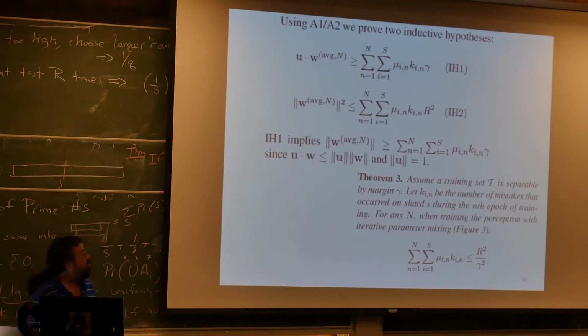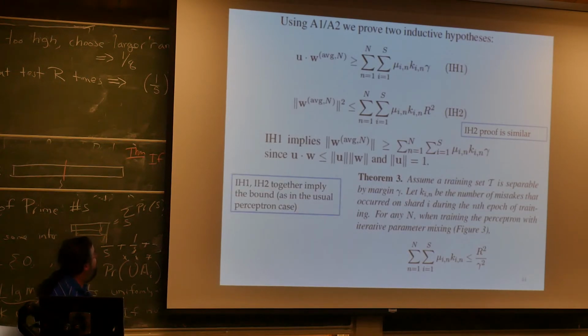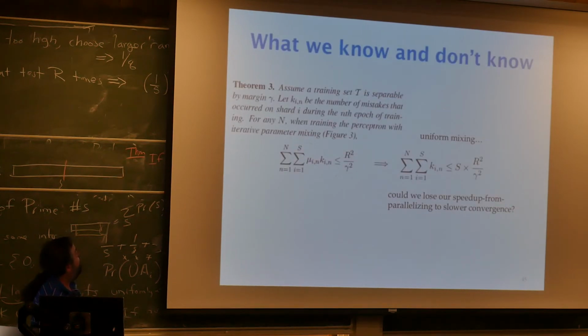I'm going to be really nice and not show you the proof for the second one. It's pretty much exactly the same. There are no new tricks in it. It's basically just taking these same observations, doing the same manipulations. And together, those pretty much directly imply this bound. So this is basically the analysis they do.